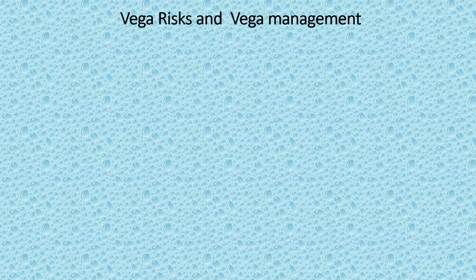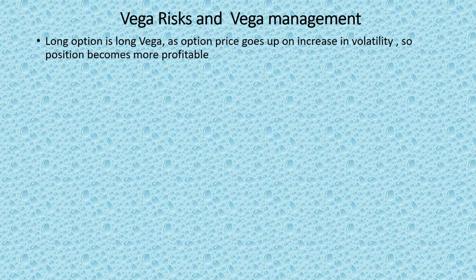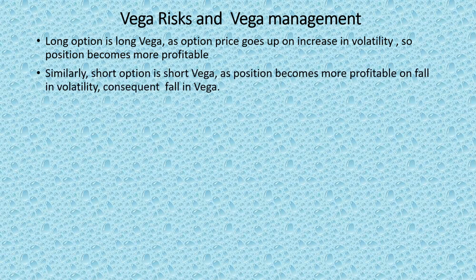Now let's see what Vega risk is and how to manage the same. Long option is long Vega as the option price goes up on increase in volatility, so position becomes more profitable. Similarly, short option is short Vega as position becomes more profitable on fall in volatility and consequent fall in Vega.